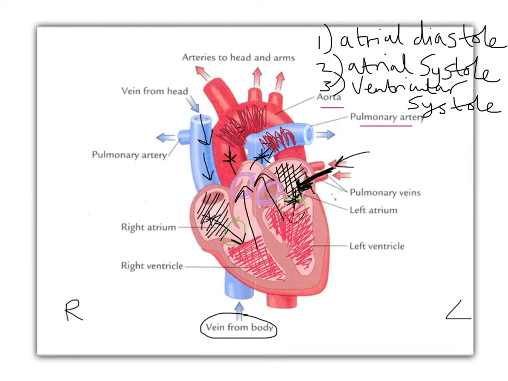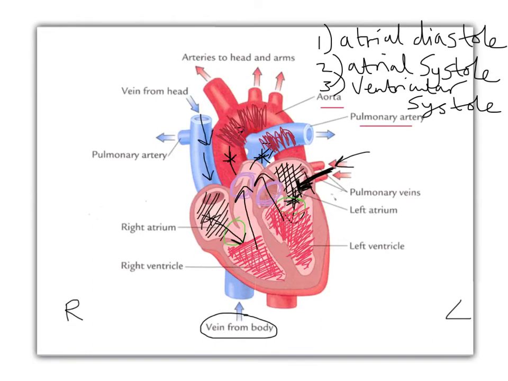So this will just cycle. We'll have the atria relaxing, then contracting. And while the atria are contracting, the ventricles will relax and fill with blood. The ventricles then, once filled with blood, will contract to push that blood out, and then the whole heart will have a period of relaxation or diastole to allow the top two chambers, the atria, to fill up again. And that ultimately is the cardiac cycle.